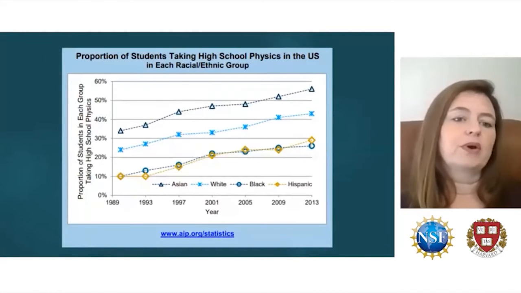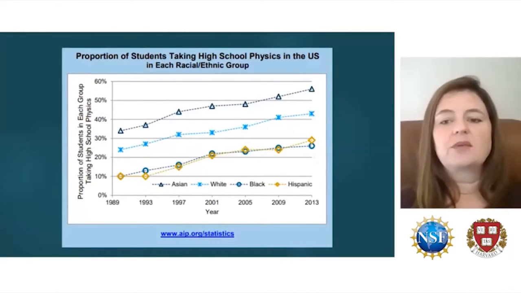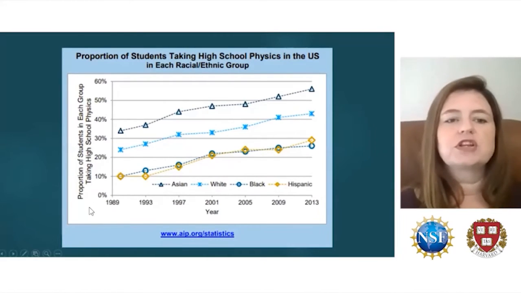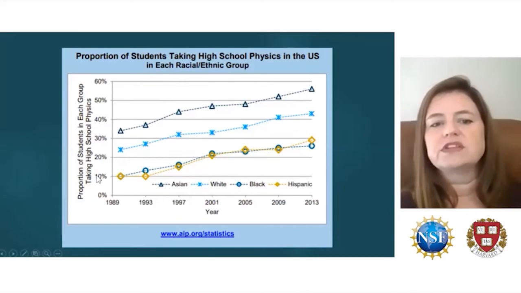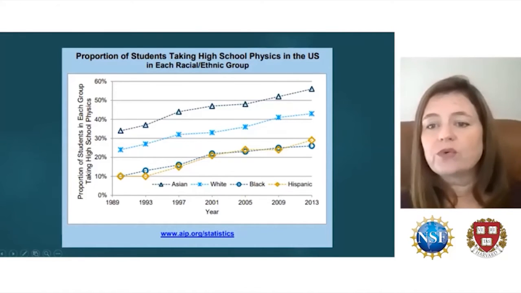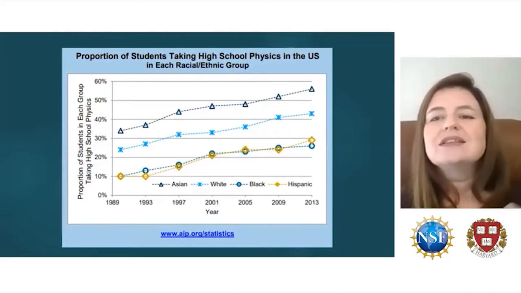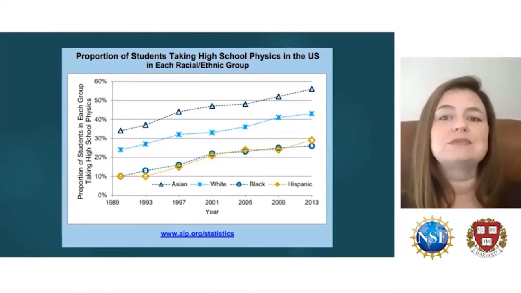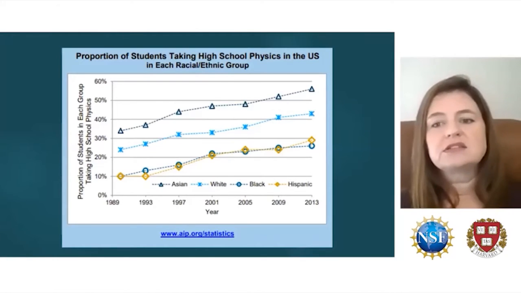When you start to look at physics teacher training from the perspective of equity, this becomes even more important. So here, this chart is also from AIP, and it is from 2013 again. And it basically shows the proportion of students in each group that are taking high school physics. And if we look at Asian students, you see that over 50% are taking high school physics. And for white students, over 40%. But for Black and Hispanic students, it is less than 30%. And sometimes, there's lots of reasons for this, but sometimes this is because the schools where Black and Hispanic students are attending don't even offer physics because they don't have a teacher who's properly trained to teach physics.